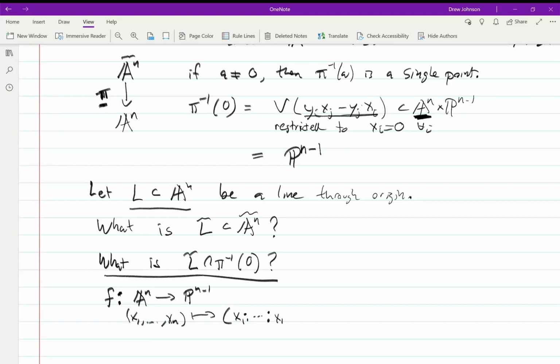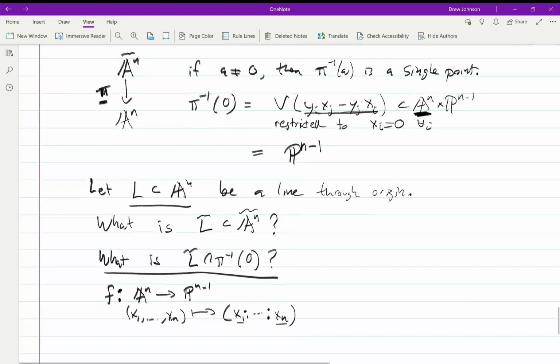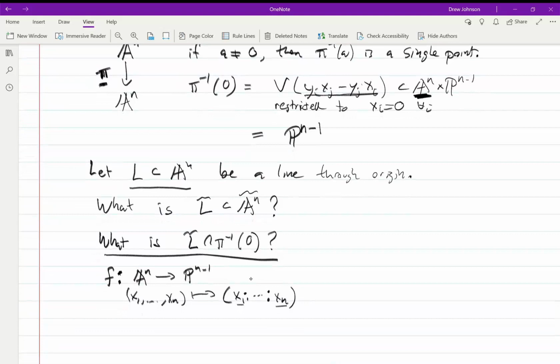Normally these would be f1 of all the x's through fn of all the x's, but the f's were just chosen to be x1 through xn. So that's what we have. So what does the graph of f look like? The graph of f just looks something like this.